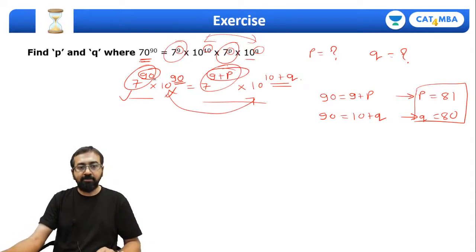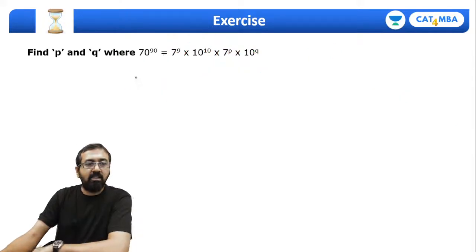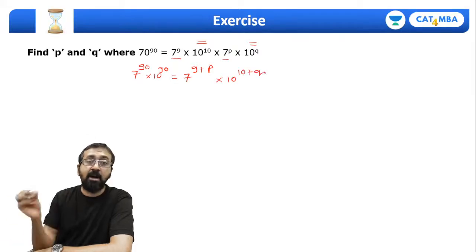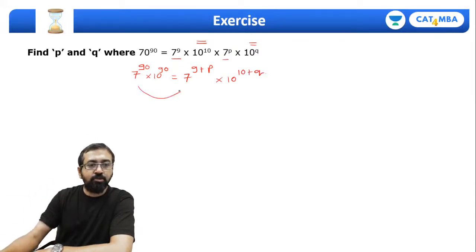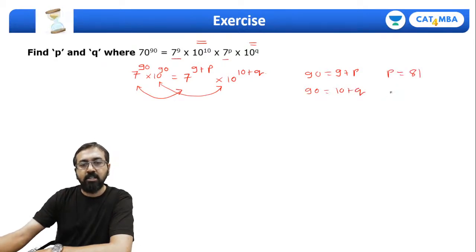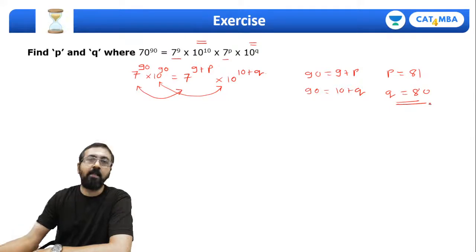And that's how we solve this question, right? So just to write it again in a simple manner, I can also write it this way. This is 7 raised to 90 into 10 raised to 90, which is equal to 7 raised to 9 plus p, these have been clubbed, and same with these two, into 10 raised to 10 plus q. When the bases are same, the powers are added. So that's how I came to know that these are equal and these two should be equal, right? So I came to know that 90 is equal to 9 plus p and another 90 is equal to 10 plus q. So I got p is equal to 81 and q is equal to 80, right?